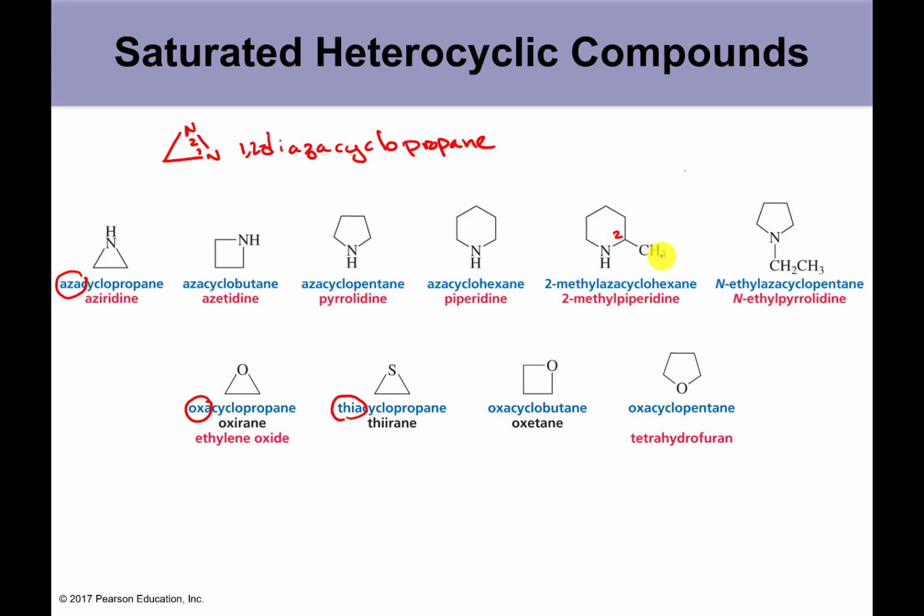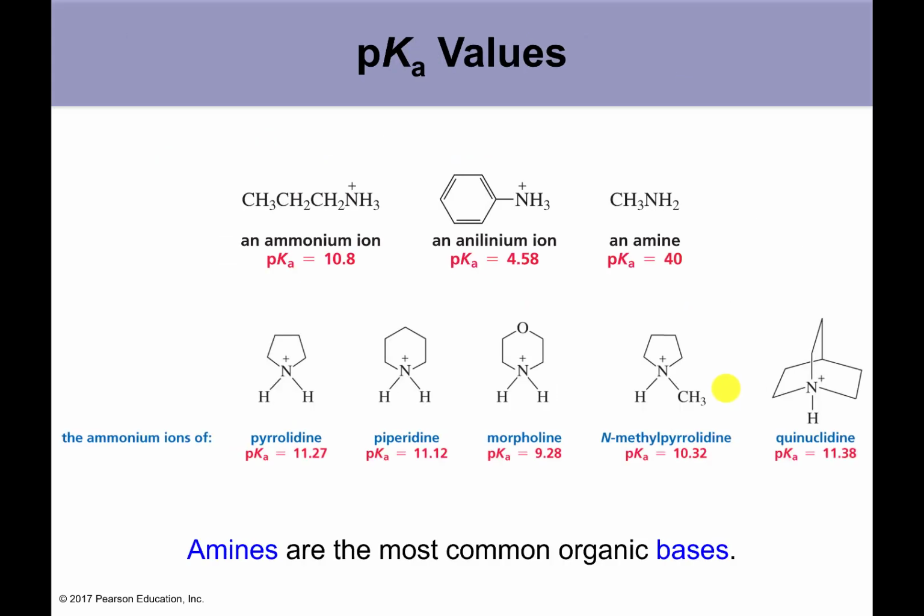If the substituent is on the nitrogen, just like you did when you talked about acyclic saturated compounds like regular amines, then you use the letter N to designate that the substituent is on the nitrogen.